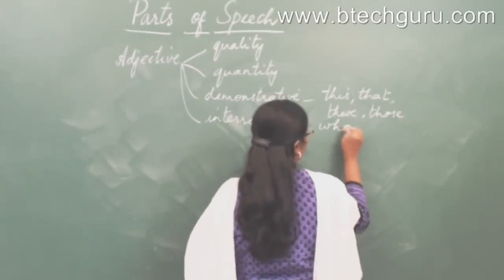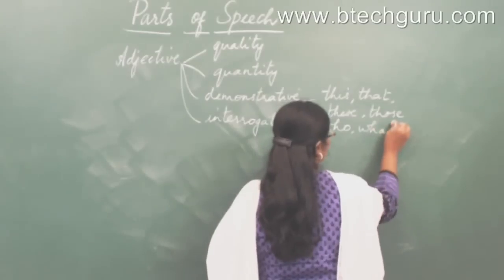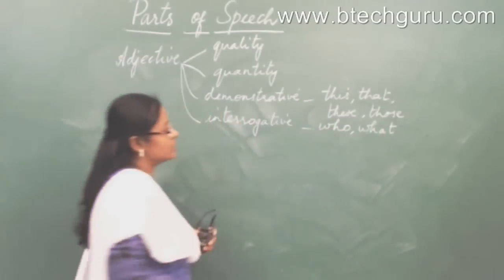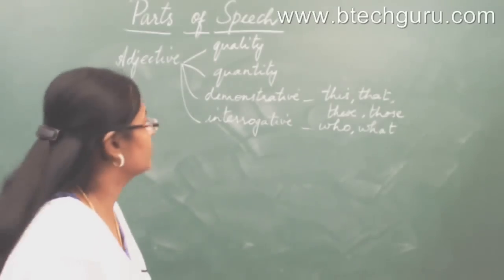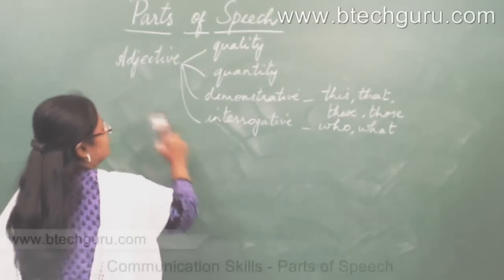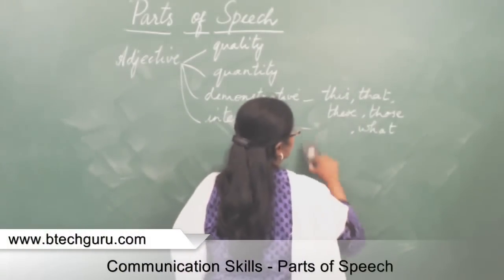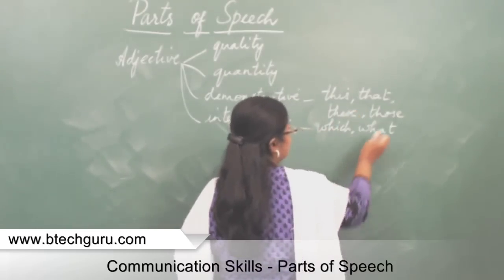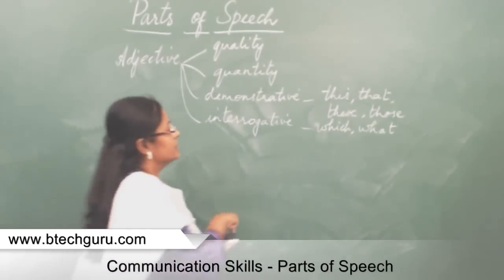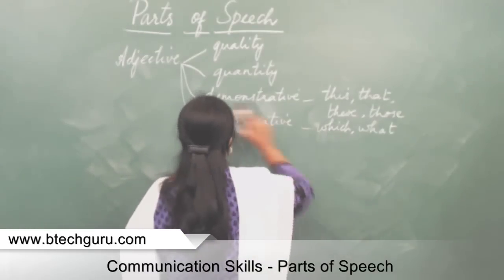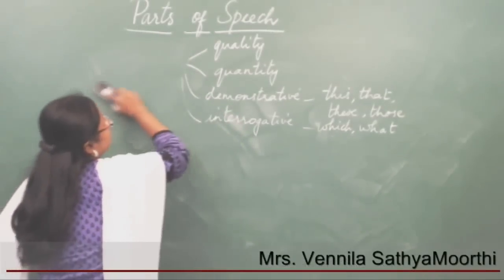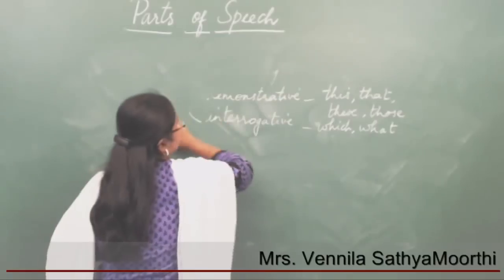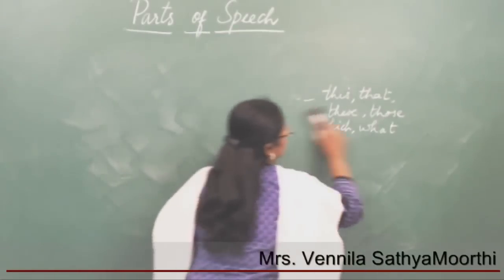Same, like who, what is your name, who lives in the next house. Okay. No, I'm sorry. Yeah, which bag is yours? What news is that? So when these words occur with nouns but used to ask questions, they are called interrogative adjectives.